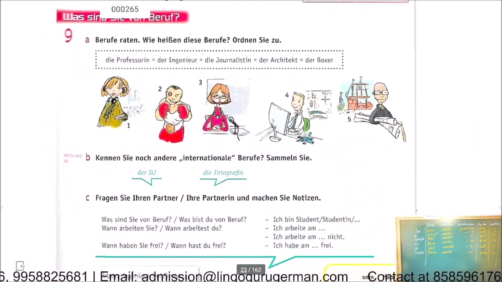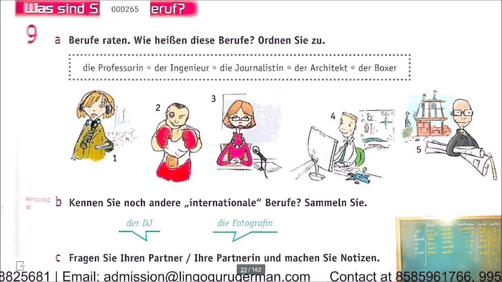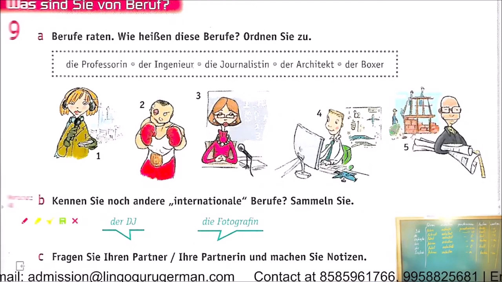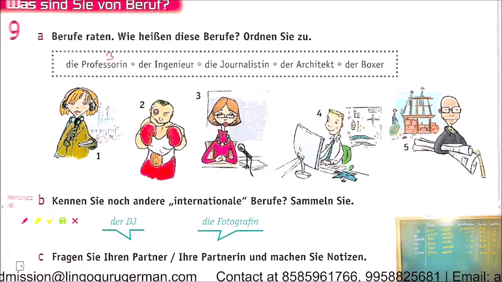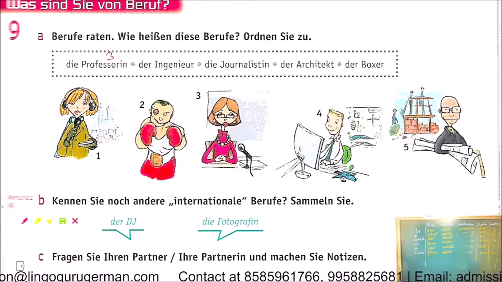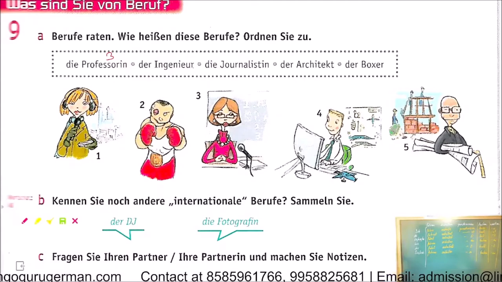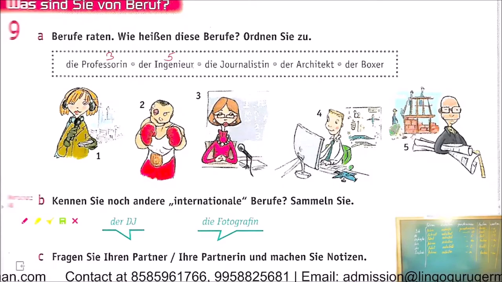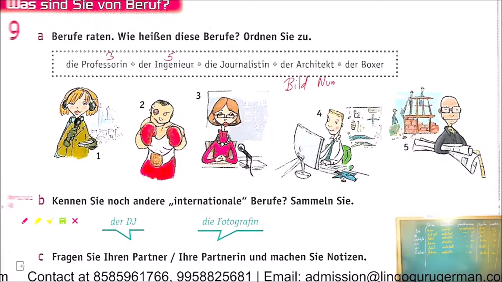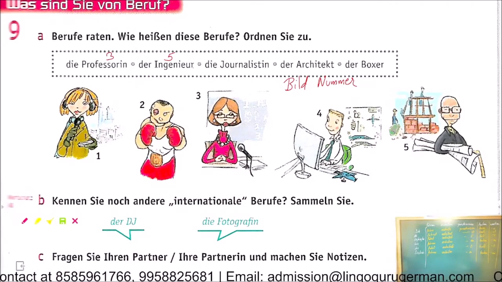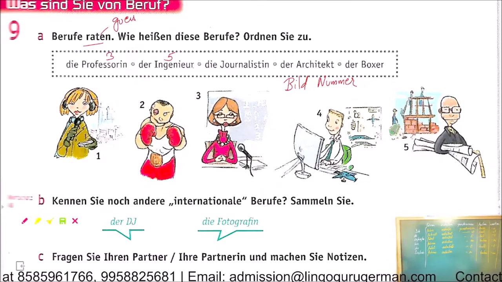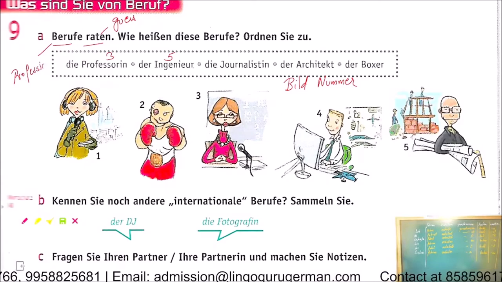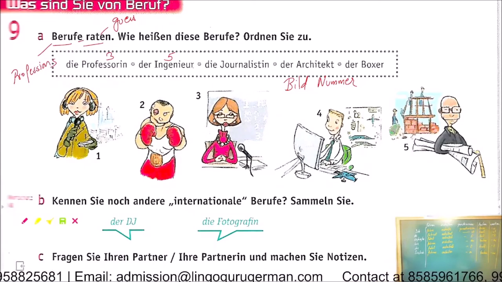In this exercise, we have certain professions. We have to match the professions with the pictures. Die Professorin, we can see. I can relate, this is my picture 3. I can see something written on the board, Professorin. Der Ingenieur, engineer. This could be picture 5. Bild Nummer. Picture is called Bild. Raten is to guess. Guess the profession. Beruf, profession. Berufe makes it professions.